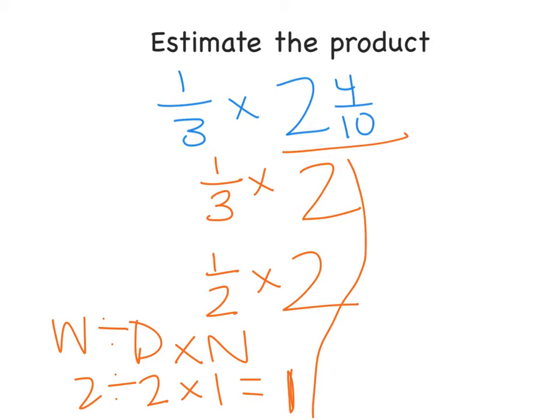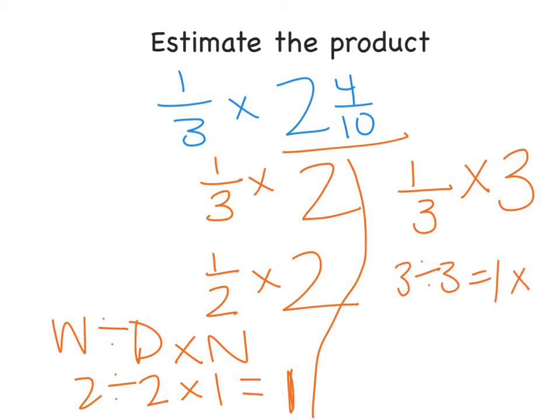Even though 2 4/10 is a little bit closer to 2, I could change it to a 3 since we're just estimating. It could be fine to make it into 3 because then I can easily do 1/3 of 3. 1/3 of 3, 3 divided by 3 is 1 times the numerator, 1 is just 1. So either way I get 1. Either way would be close.